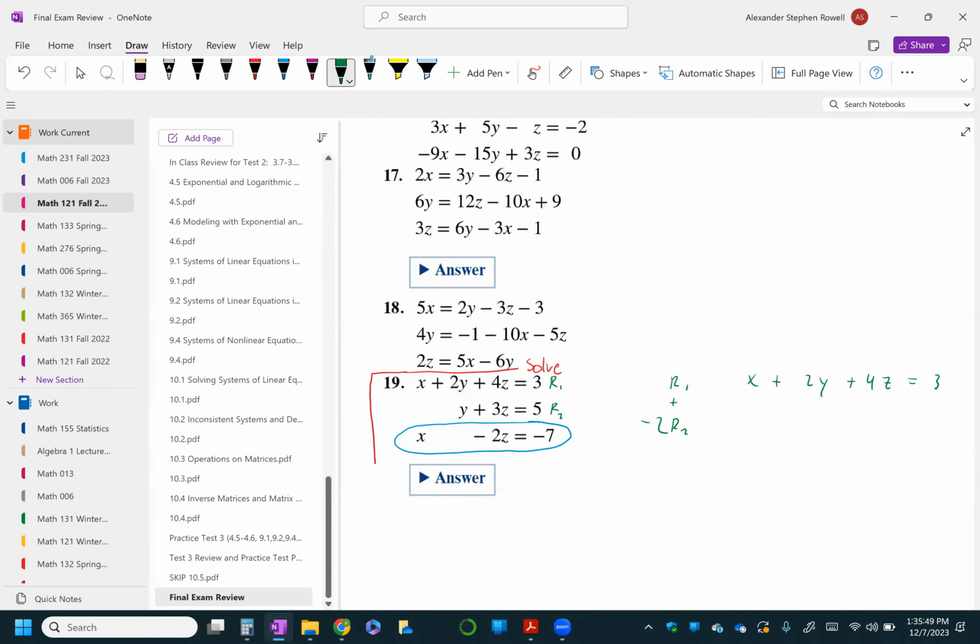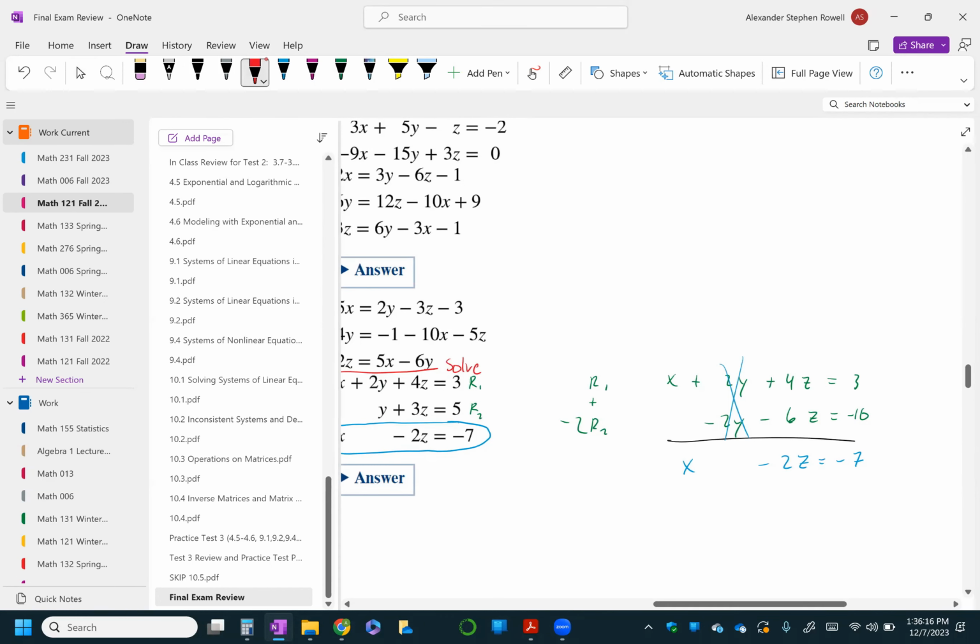And the bottom one is -2y minus 6z is equal to -10. We add these together and the y's cancel by design. x minus 2z is equal to -7. Okay, and so I'll call this equation or row 4.